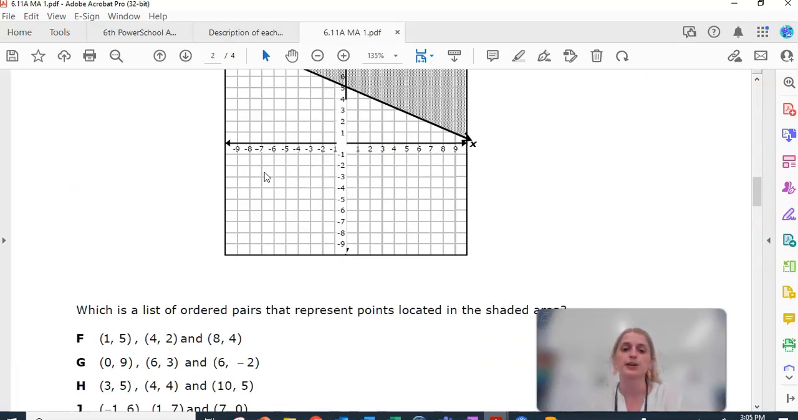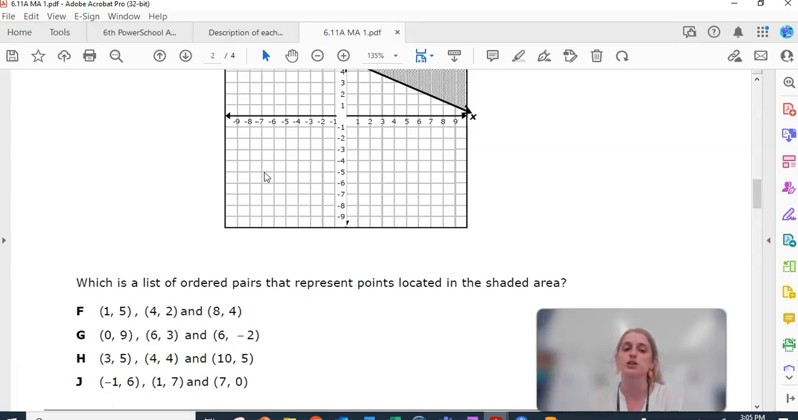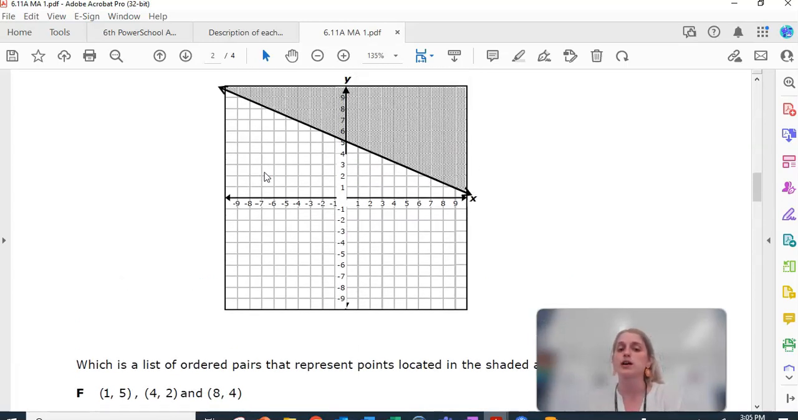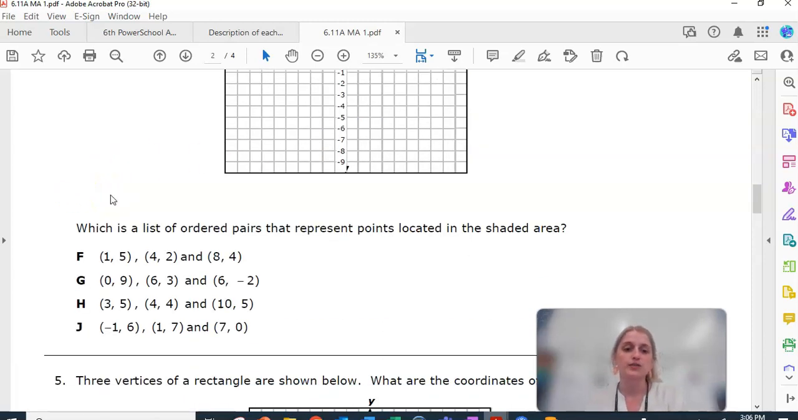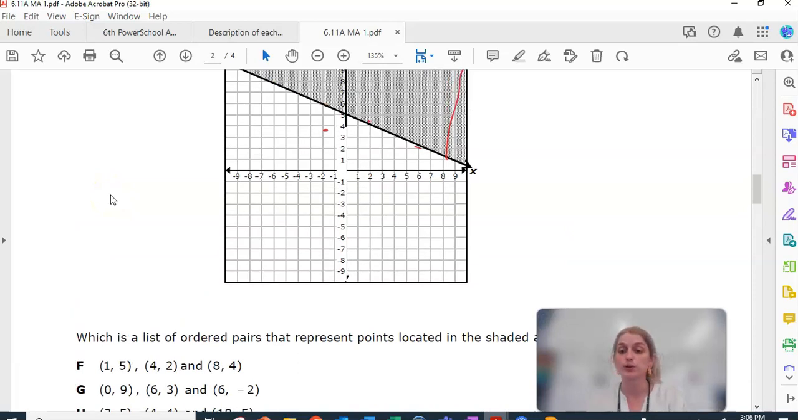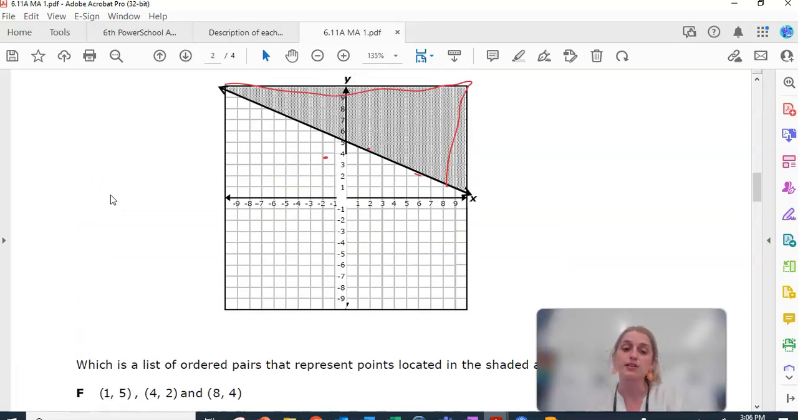Which is a list of ordered pairs that represents points located in the shaded area? So all three dots have to be in this gray area. If there's even one dot that's on the line or out in the white area, the whole thing is not your answer. So we have 1, 5. So unfortunately, the only way to do this one is to just graph them and see if they land in there. Starting on my x-axis, I'm going to positive 1, and then I'm going up 1, 2, 3, 4, 5. It's just over the line, this point works.